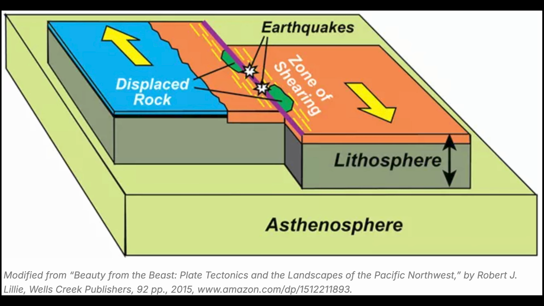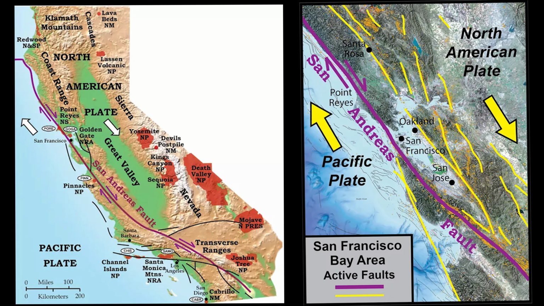Finally, at transform faults, plates slide horizontally past one another, and therefore the plate area does not change for either plate. Like many natural models, these three plate boundary types are ideal. There are also oblique boundaries that combine divergence or convergence with some amount of transform faulting.